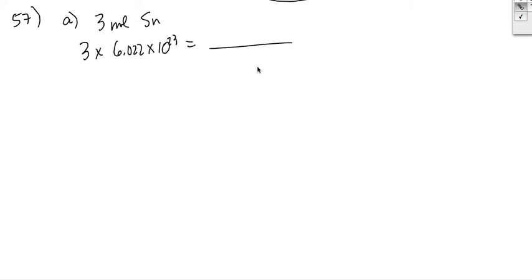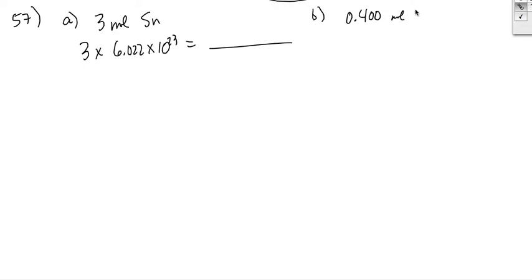So if we have 3 moles of tin, okay? Well, what you're going to do is, if you have 3 moles of tin, you're going to take 3 times Avogadro's number, 6.022 times 10 to the 23rd. You do that on your calculator, and you have the number of particles that are represented in 3 moles of tin.